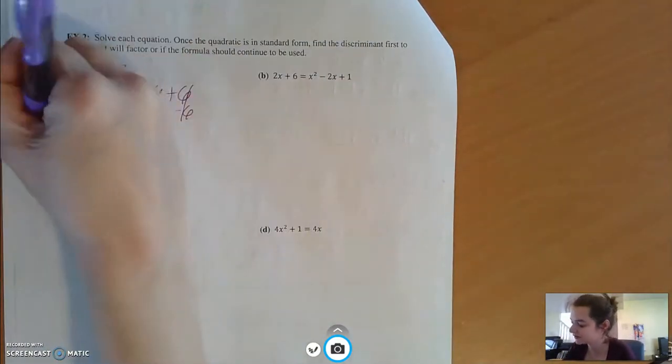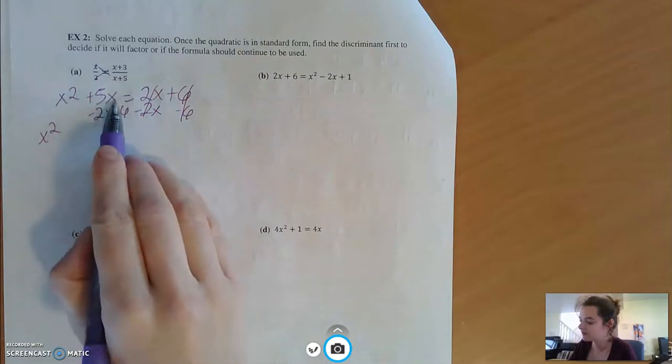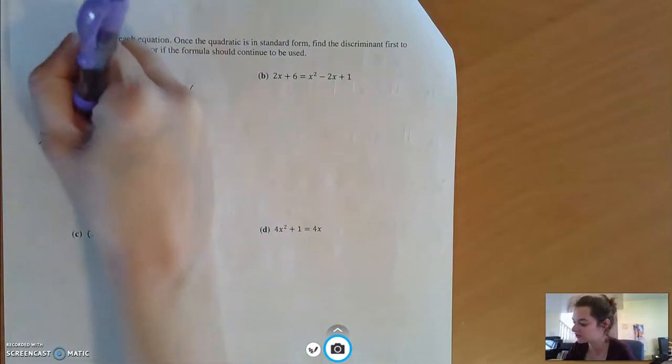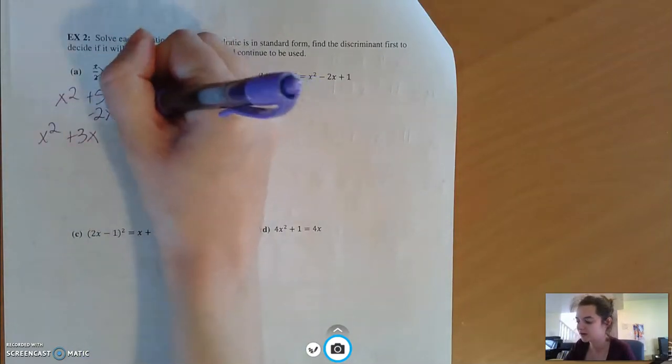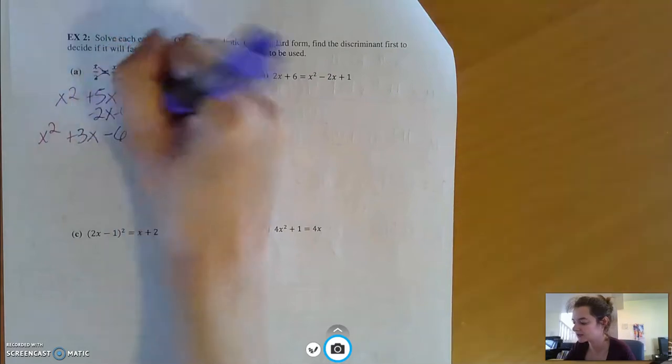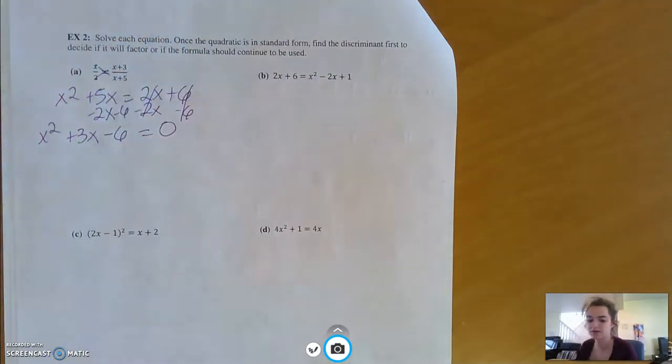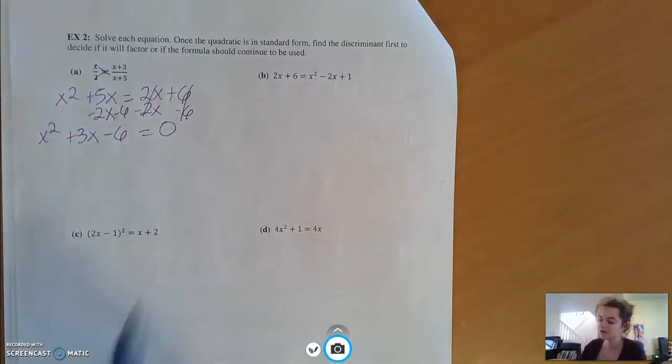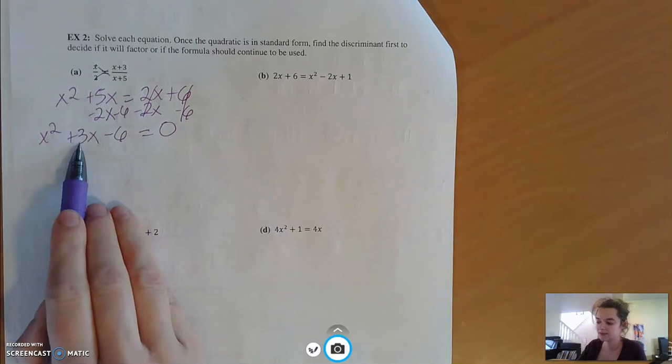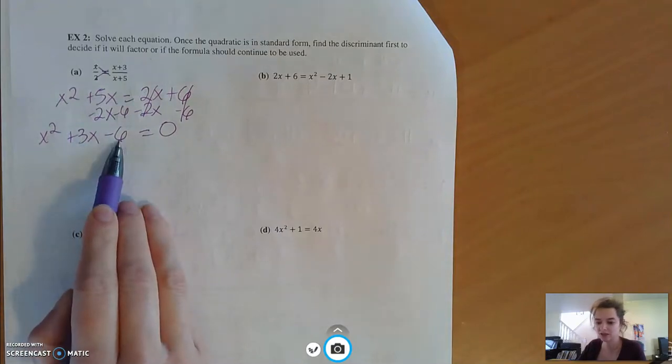So I'm going to have x squared. I'm going to have 5x minus 2x, which is a positive 3x. And nothing minus 6, which would be negative 6, equals 0. Now I'm in standard form. My a is 1, my b is 3, my c is negative 6.